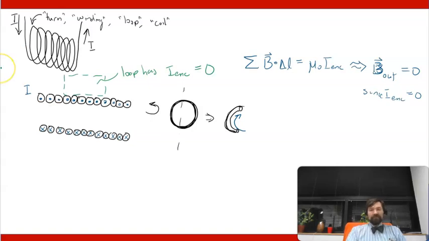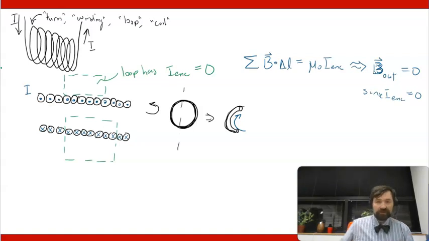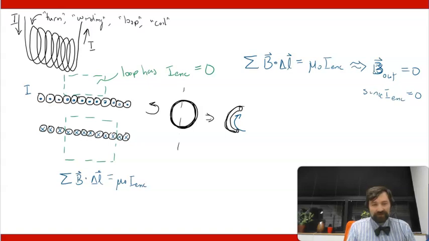Okay, so now the next thing we can do is pick another one of these. We'll make it like this, so it goes part of the way into the solenoid and part of the way out of the solenoid. Now we again apply Ampere's law: the sum of B dot delta L is equal to mu naught times I enclosed. Out here we've already established there's no magnetic field. So we're looking at the magnetic field dotted with the little sections that are poking in, and the magnetic field dotted with this line here.